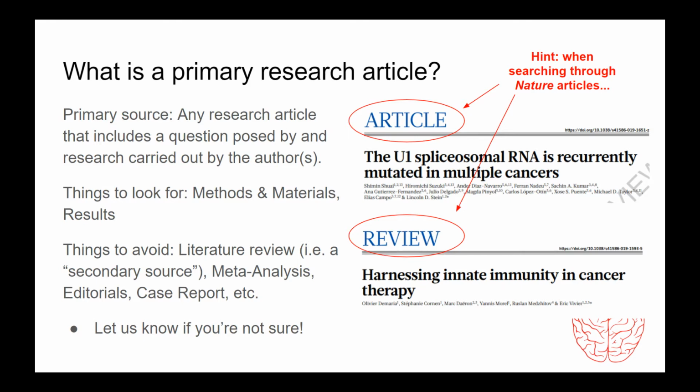And one of the things, a lot of the articles will let you know at the top or somewhere on the side if they're a review article or an original article. In the Nature papers here, they say review, they say article, they'll say original research at the top or something like that. So look around in the article, but again, just let us know if you're not sure.